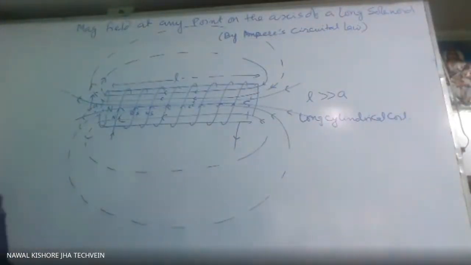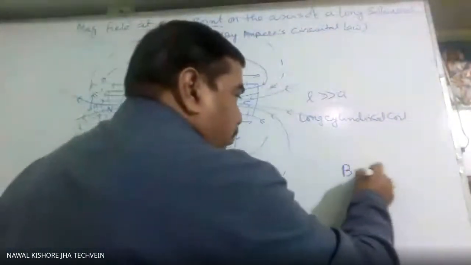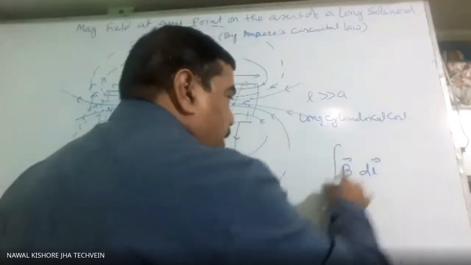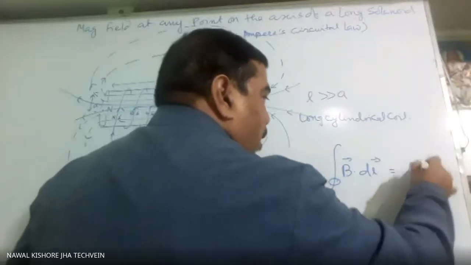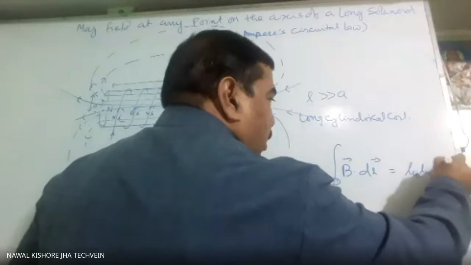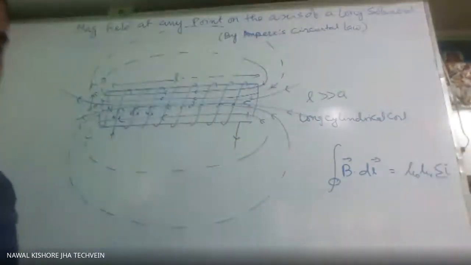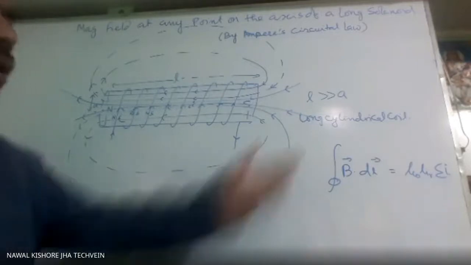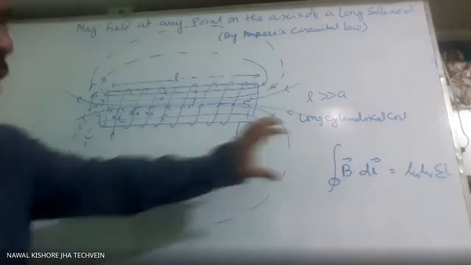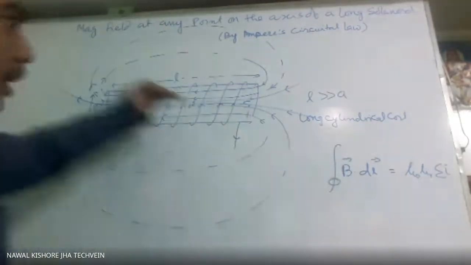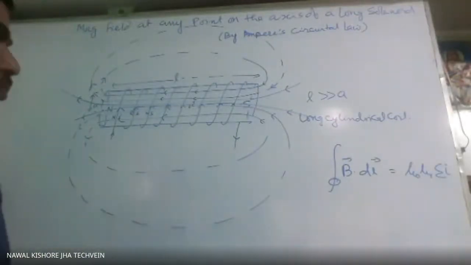We have to use Ampere's circuital law. In Ampere's circuital law, the closed-loop integral of the dot product of B and dl equals mu naught times the summation of I. If simply air is there, then mu naught; if any other material is there, then mu naught mu r, or simply mu, will come. We want to apply this in order to find the magnetic field at this place. Now, how will we apply it? Just see.